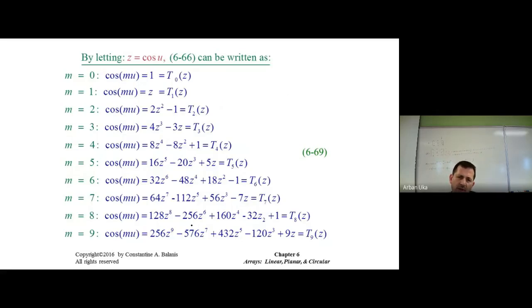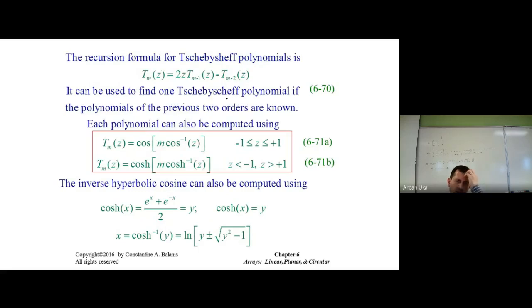So for cosine mu, when m is equal to 0, cosine 0 is equal to 1. This is the Chebyshev polynomial of 0th order. Okay, so the Chebyshev polynomial of 0th order, this is what it looks like. And normally, what is interesting is that these Chebyshev polynomials have a very interesting property, which is amazing.